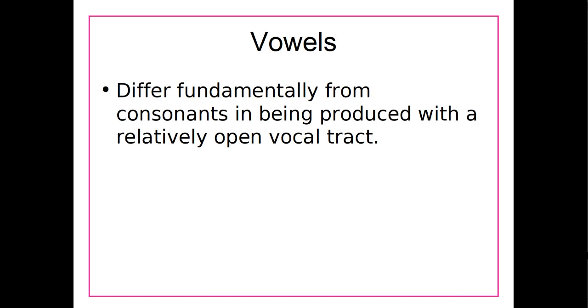So you may have noticed, or you may remember, that when we were looking at consonants, we had some consonants that had more constriction of the vocal tract than others, and some consonants that had more openness to the vocal tract. For example, the liquids and the glides had quite an open vocal tract. Some people think of liquids and glides as being vowel-like consonants, but because they do have some constriction of the vocal tract, they're still considered consonants. So these vowels are going to have a very open vocal tract, and that's what's going to distinguish them from the consonants.